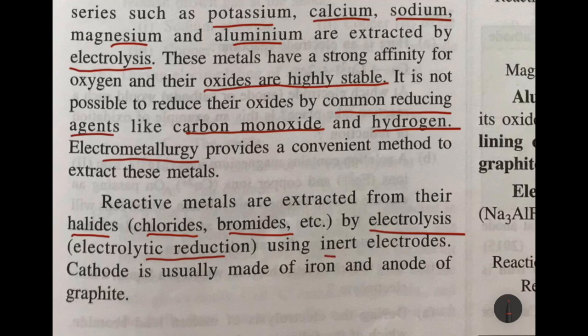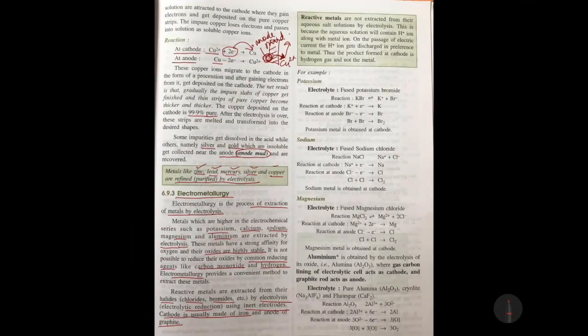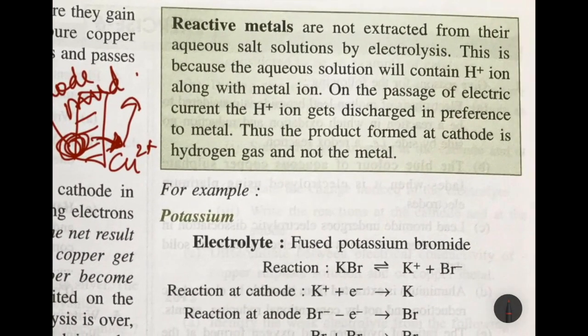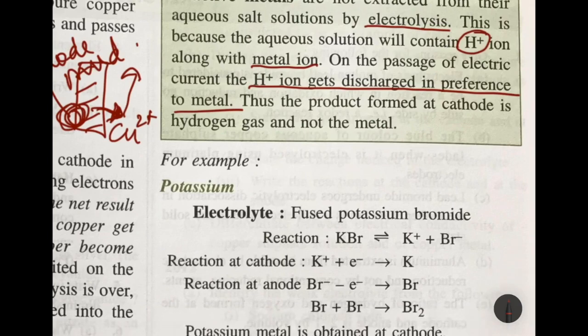And what type of electrodes do we use? We use inert electrodes. So remember children, cathode is made up of iron and anode of graphite. Now reactive metals are not extracted from the aqueous salt solutions by electrolysis. This is because aqueous means it will contain hydrogen ion from water, dissolved in water along with the metal ion. So when we pass electric current, the hydrogen ion will get discharged in preference to the metal. So we should always use the electrolyte in the melted or molten form, okay.